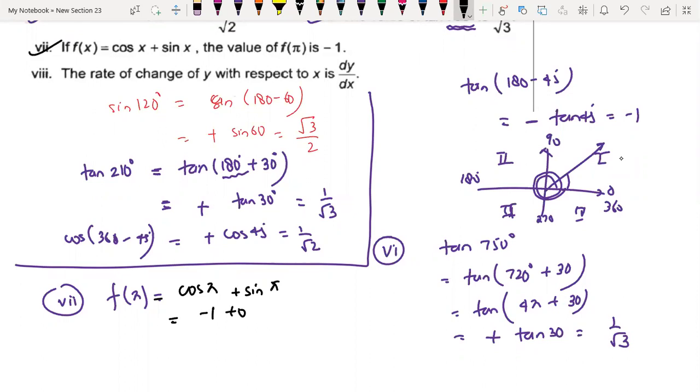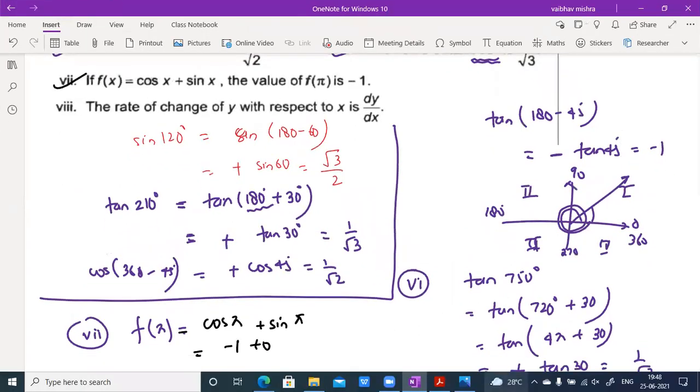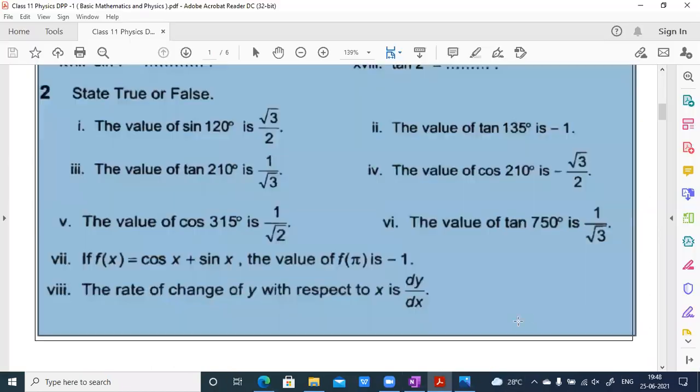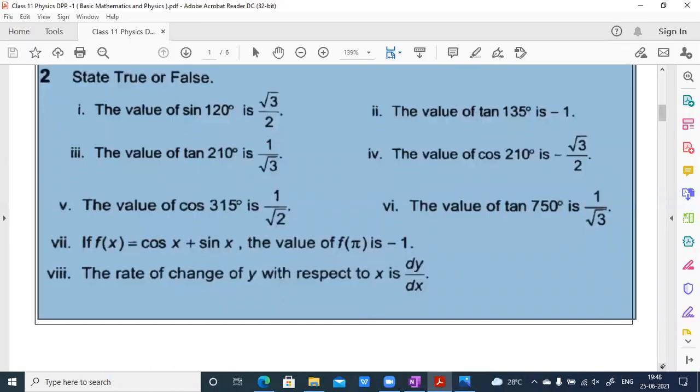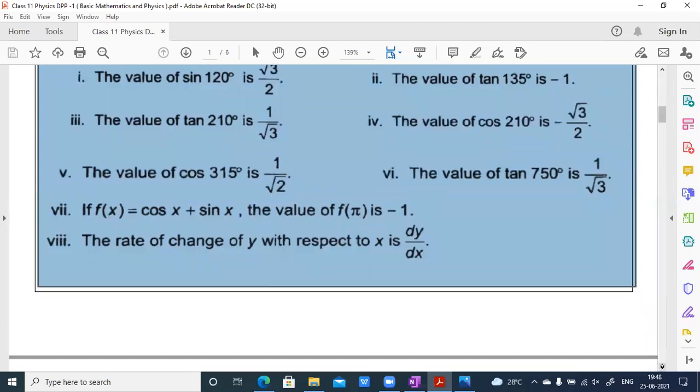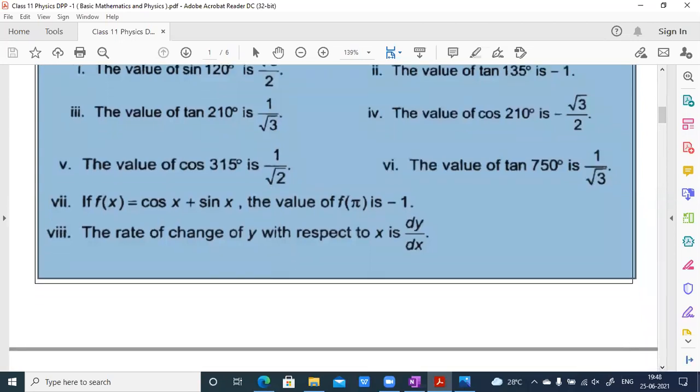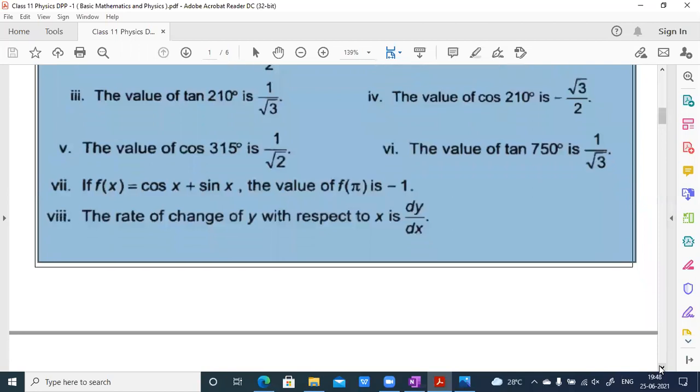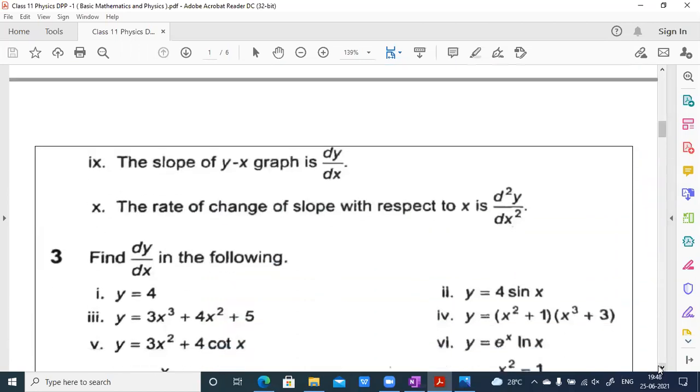Okay, Mr. Govind, number 8. The rate of change of y with respect to x is dy by dx. अधूरा question तो नहीं है. Is it correct? This statement is correct or not? Yes, sir. Correct. Yes, differentiation represents the rate of change. सारे true ही थे, false तो कोई निकला नहीं. Very good. ये तो सब पक्का ट्रू है सर. यस यस, कोई इसमें डाउट ही नहीं.